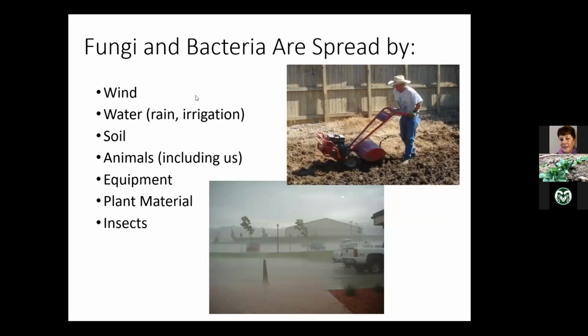So fungi and bacteria, these are probably going to be our two main ones. These are spread by wind or water, soil movement, animals, including us. We can move them around. It can move on equipment, plant material. Insects can move these as well.